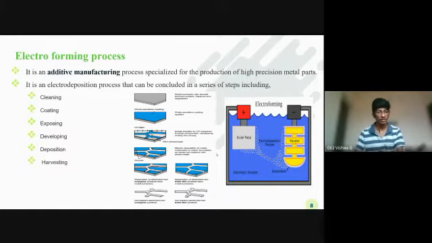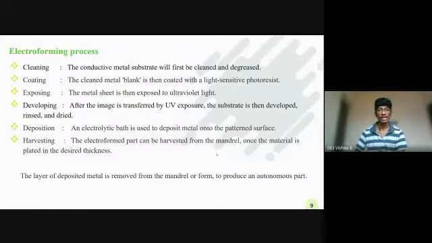It has seven steps. Let's see about them a little bit. Cleaning: the conductive metal substrate will be cleaned and degreased. So the metal is to be cleaned and degreased. Degreased means it is to be dried.